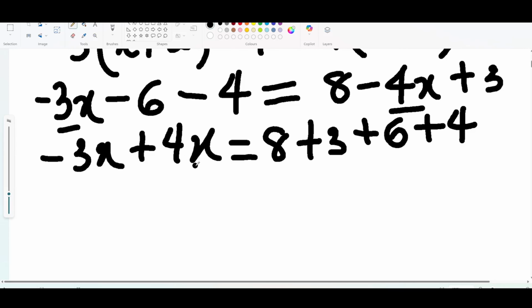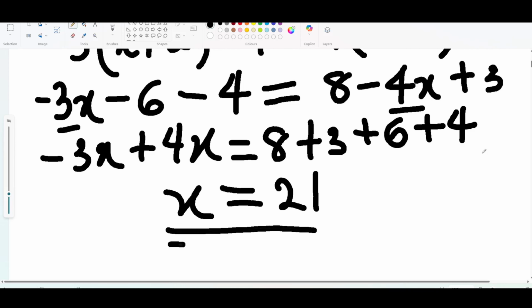So at this point, we will now add this together. Minus 3x plus 4x, that is x, right? And here, when we add everything together, 8 plus 3, 11, plus 6, 17, 17 plus 4, 21. So it becomes 21, right? So this is the final answer of x.